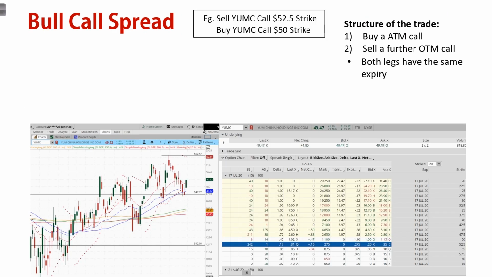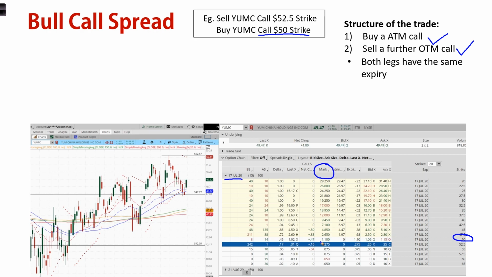Alright, with that, let's get into the specifics of a bull call spread. As mentioned, a bull call spread constitutes a long at the money call and a short further out of the money call. Using the Yum China example previously, buying a call at a $50 strike that is expiring on the 17th of July will cost us $1.10.